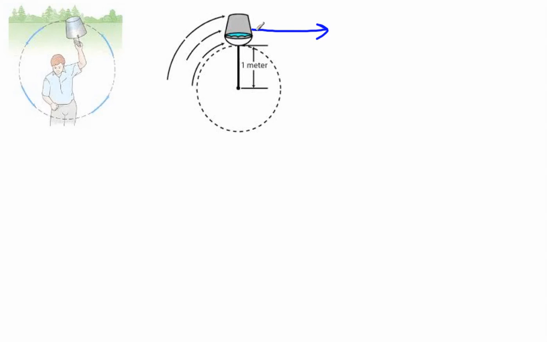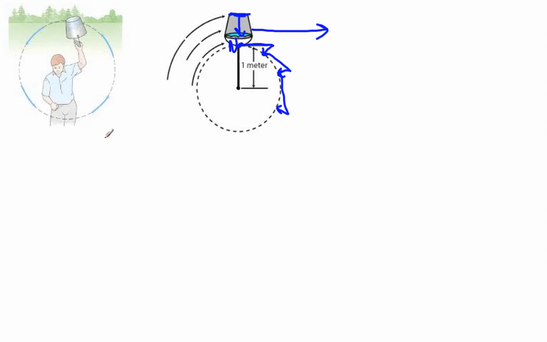In fact, it's pretty lucky that it doesn't do this, and the reason it doesn't do this is because the bucket has a bottom, and the bottom of the bucket puts an inward force, that would be normal force, on the water. And that normal force pushes inward. So when the bucket's here, instead of going out like that, it gets pushed inward. And instead of flying off tangentially, it gets pushed inward. So the bottom of the bucket is continually pushing the water inward.